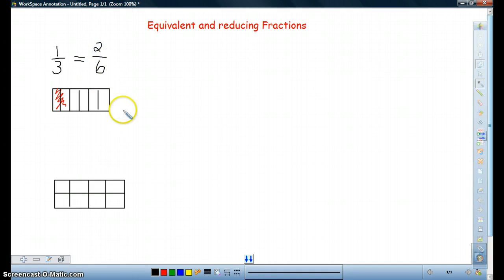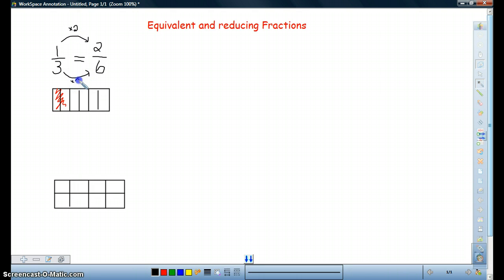If we don't want to do a visual every single time, because sometimes we're working with really large numbers and we don't want to divide a rectangle into pieces of 30 or 100, we have to think about how did this 1 become a 2? Well, we multiplied 1 by 2, which equals 2. And 3 times 2 is 6.